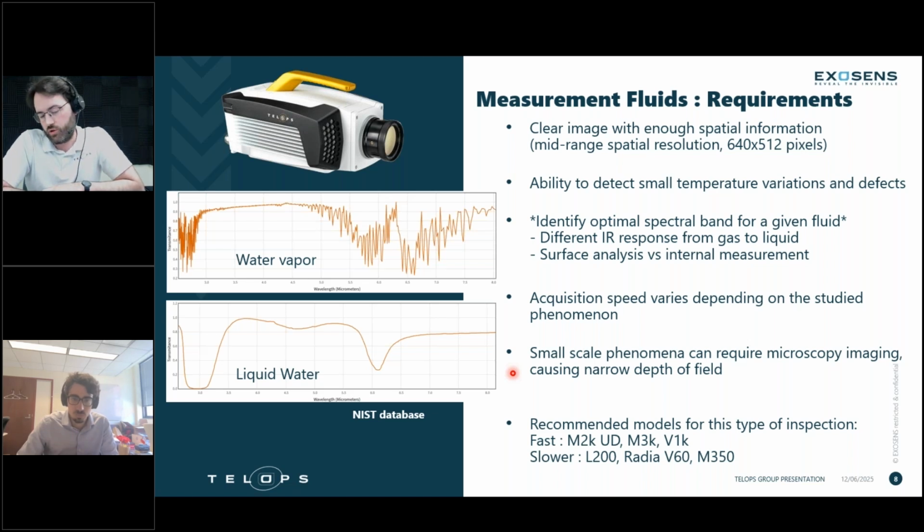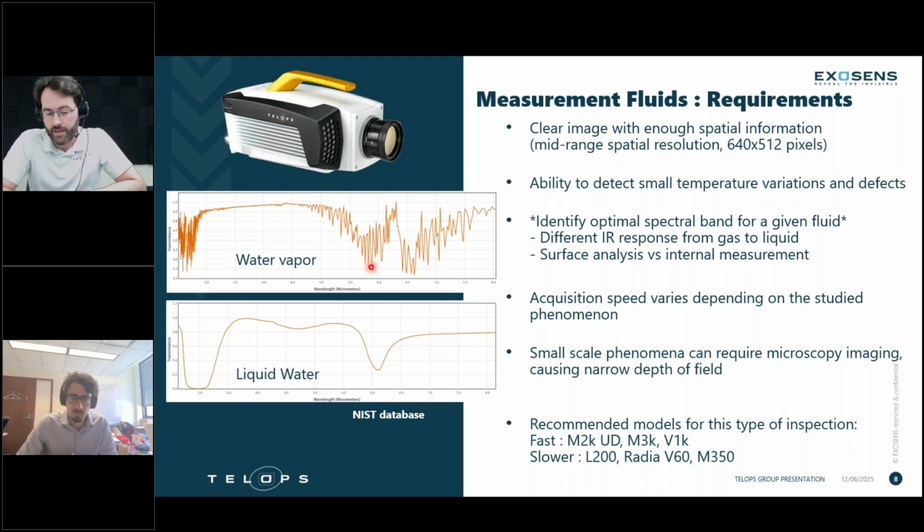Within fluids, you need the ability to detect small temperature, small defects that are created within fluids, nucleation of bubbles, like Marco will talk about a bit later on. And if you're trying to do measurements within fluids, sometimes it's good to try to optimize the spectral band for your measurements. You need to understand the emissivity properties of your given fluid, because that changes quite a bit from one material to the other, from one fluid to the other, and from one state of matter to the other.